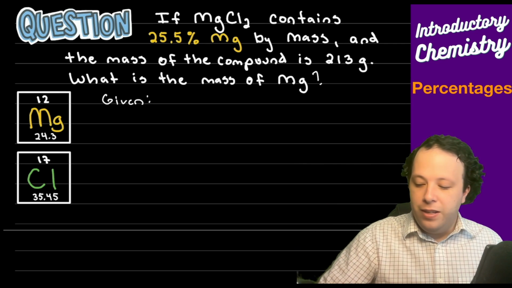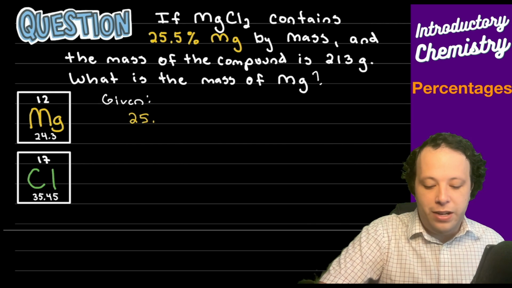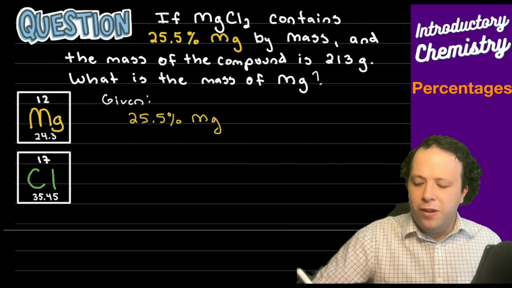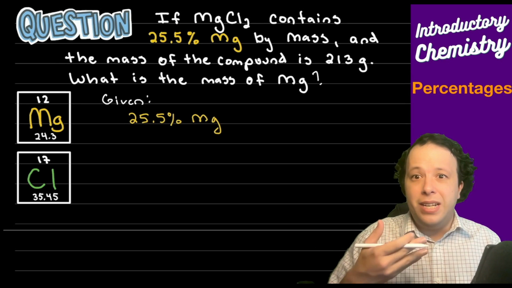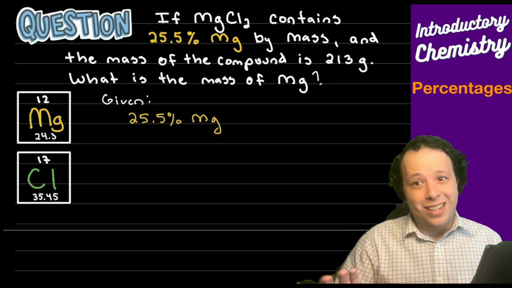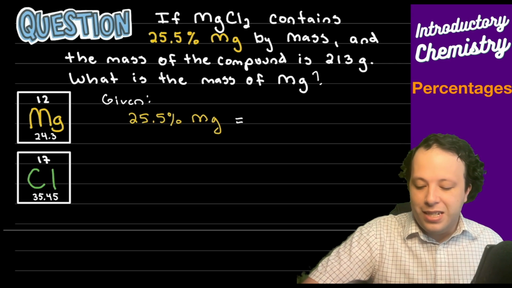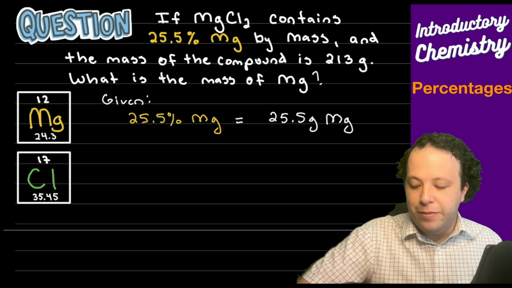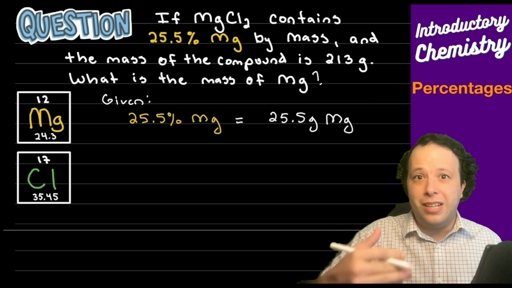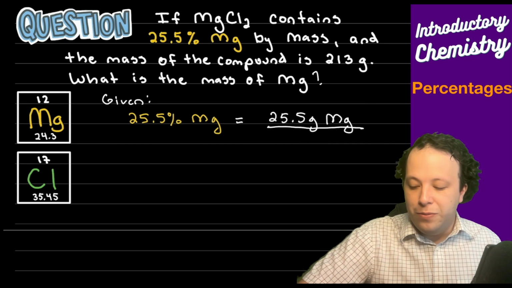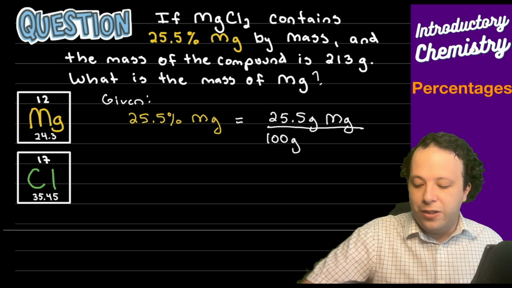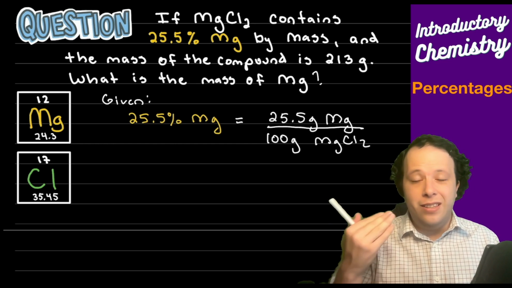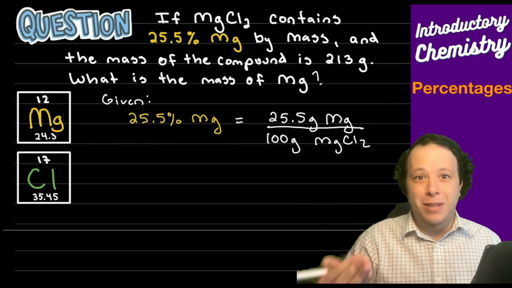One thing that we are given is we have a percent, right? We have 25.5% magnesium. And one of the first things we can do for ourselves is define that percent, because it is a conversion term in disguise. So when we have this, it is 25.5 grams of magnesium. And the problem told us the compound is MgCl2. So that is our whole, right? 100 grams of MgCl2. Great, we have our fraction. That's the hardest part, defining what that percent means.